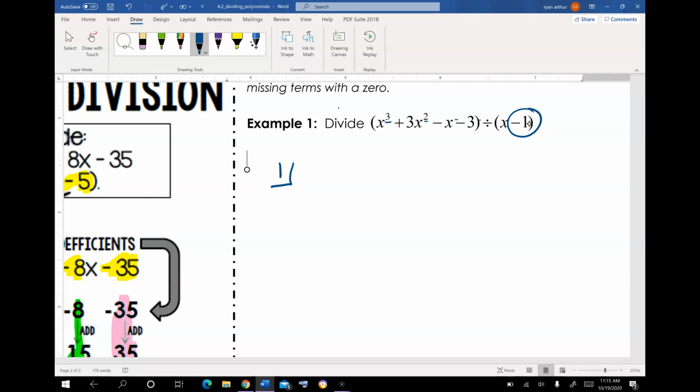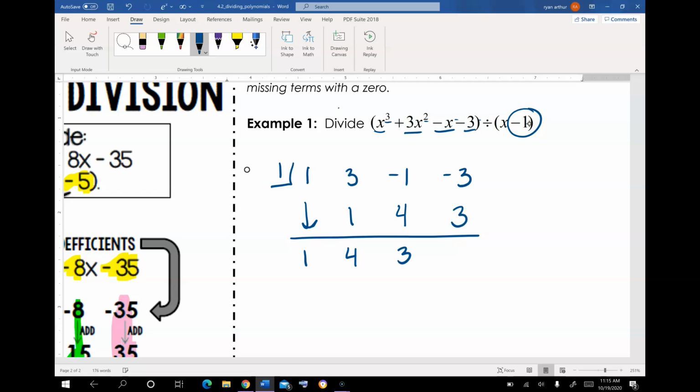So we take our coefficients and we write them in order. This coefficient is 1. This coefficient is 3. This one's -1. And this one's -3. And we're going to start our process. You write the first number down, which is 1. 1 times 1 is 1. 3 plus 1 is 4. Do it again. 1 times 4 is 4. -1 plus 4 is 3. 1 times 3 is 3. -3 and 3 make 0.